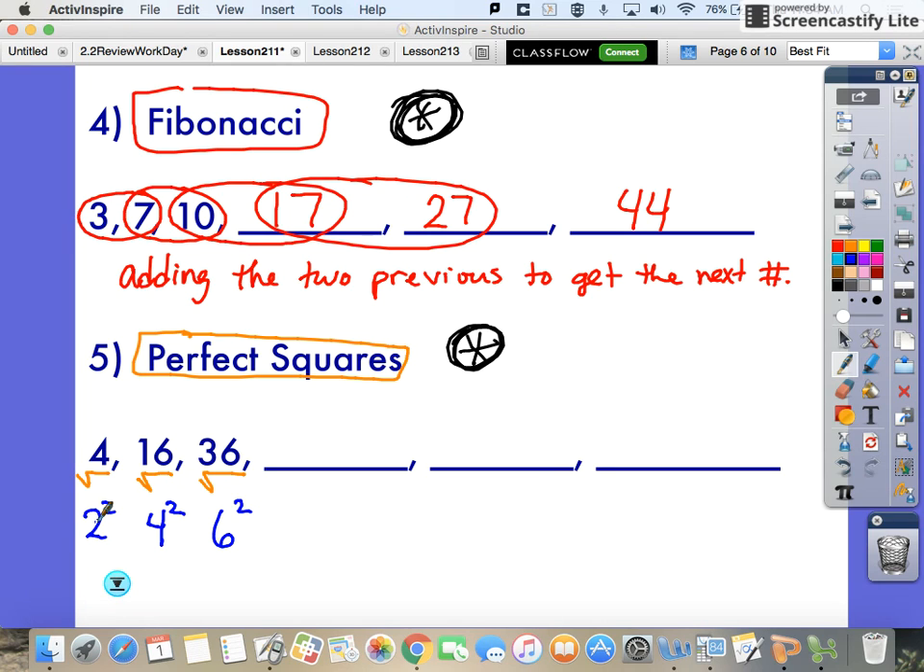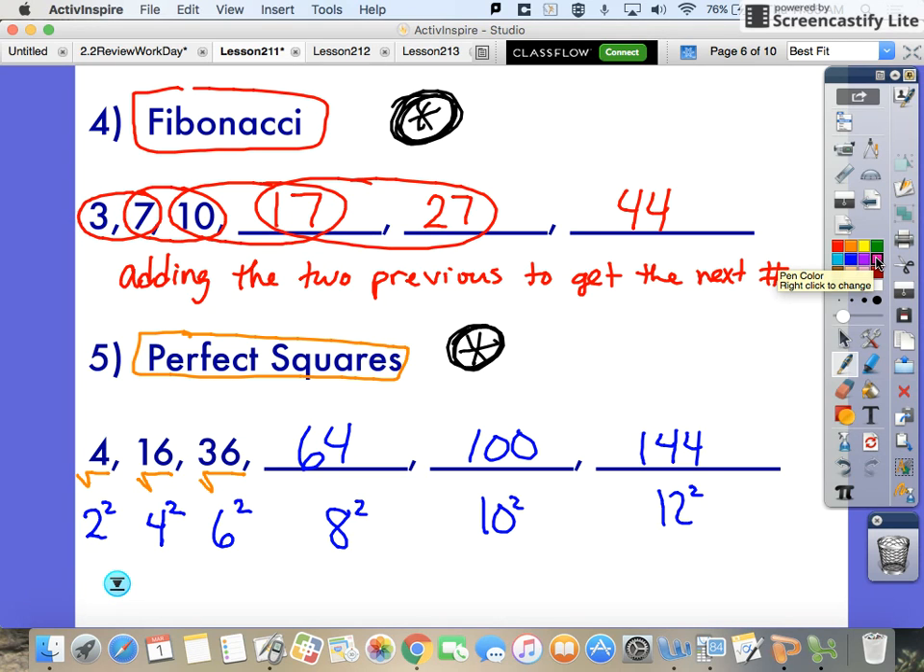Now hopefully you notice it's 2, 4, 6, 8, 10, 12. So we'd have 64, 10 times 10 is 100, 12 times 12 is 144, okay? On the test, you may or may not be asked to identify this. We would call these the even perfect squares because it's 2, 4, 6, 8, 10, 12. Those are even numbers, okay?